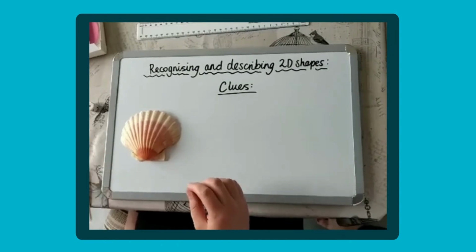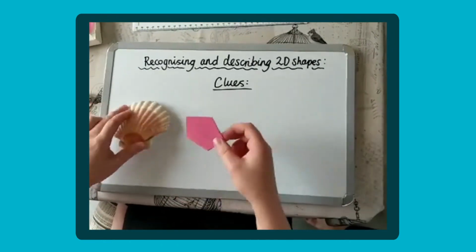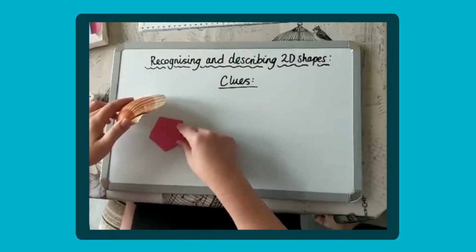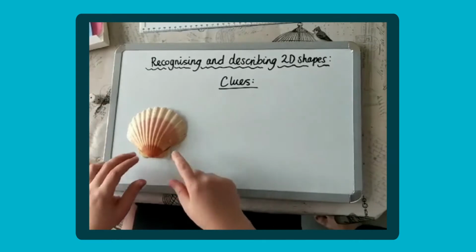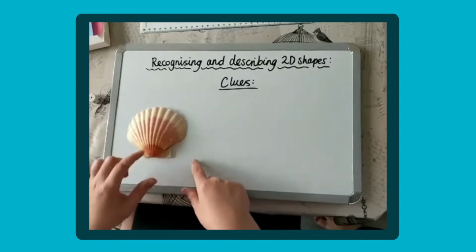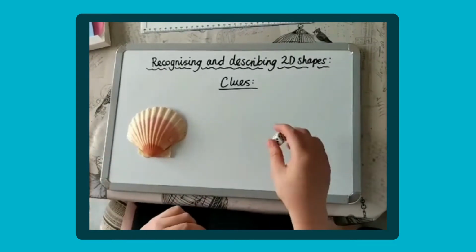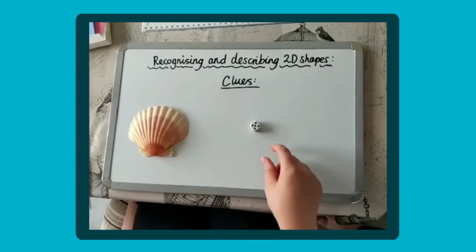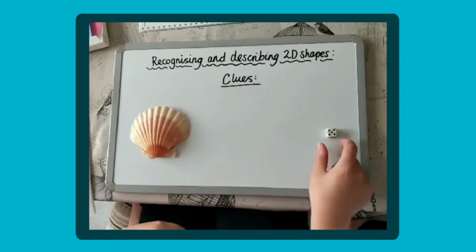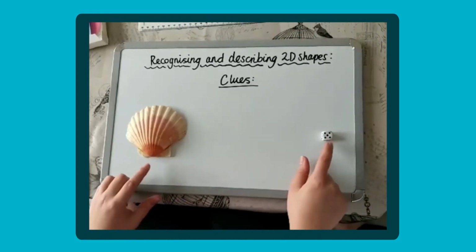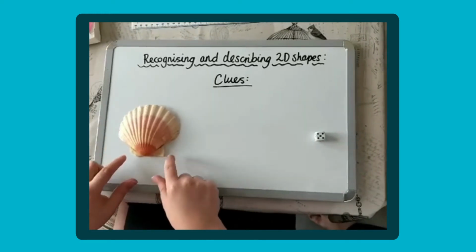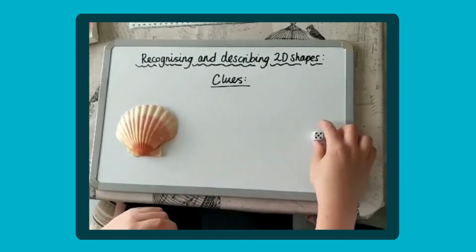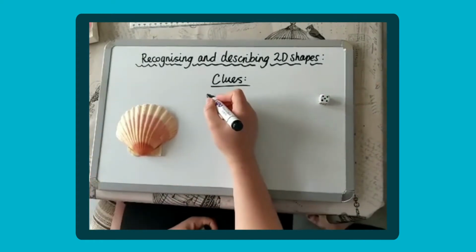The idea being, player 1 picks a shape at random. For example, I have picked this pentagon here, and I have hidden it under my shell. Player 2 isn't aware of which shape's under the shell, and player 2 rolls a dice. Whichever number the dice lands on, which in this case is 5, player 1 needs to think of 5 clues to describe the shape that's hidden under the shell. So we know that it's a regular pentagon, but player 2 doesn't know that. So we need to think of 5 clues.